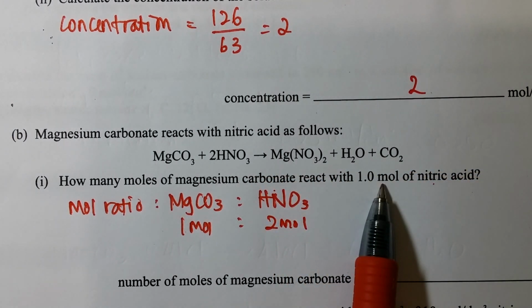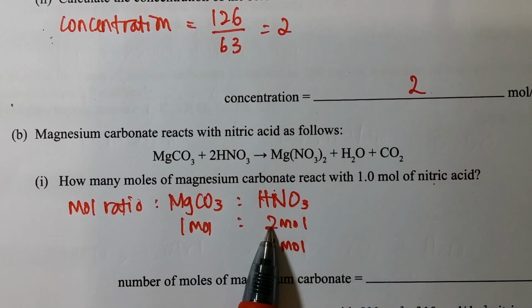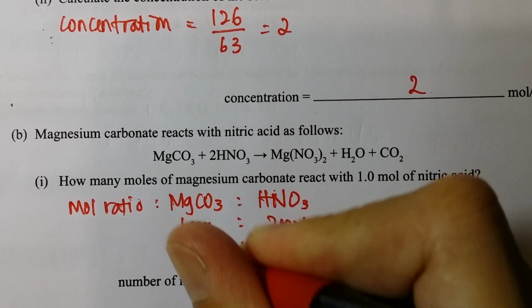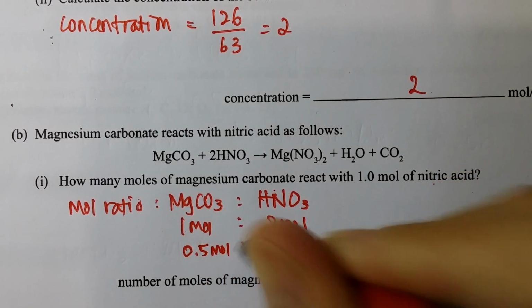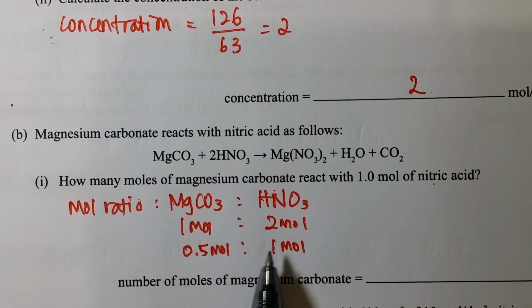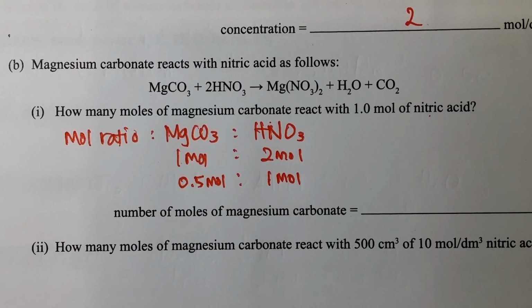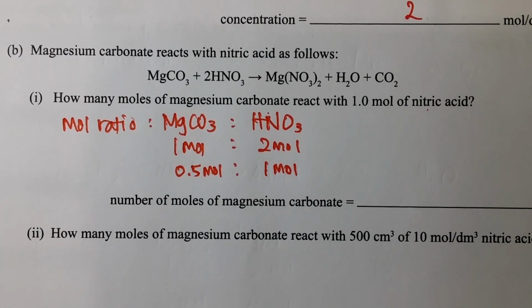Now 1 mole of nitric acid now is 1 mole. See, 2 is to 1, 1 is to 0.5. Because to change 2 to 1, you have to divide by 2. So 1 divided by 2 is 0.5. So you get 0.5 mole.